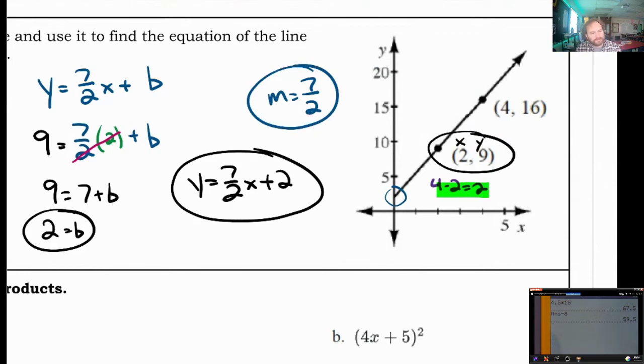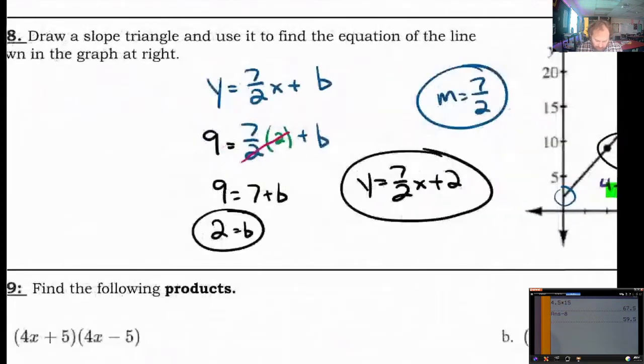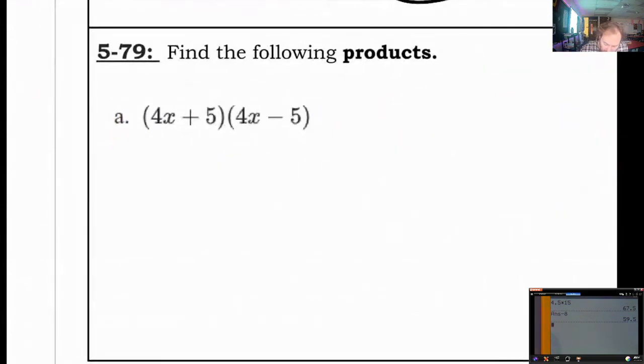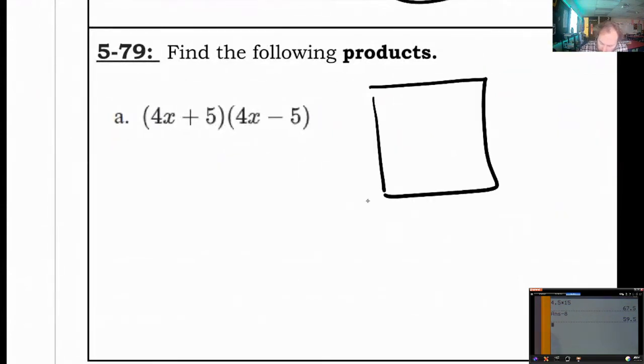Pretty straightforward. Let's look at the next question, 579. We're going to find the following products. Product is a word that means we're going to multiply things together to get an answer, so let's do that. You can do this if you remember this. This is the generic rectangle game we were playing a while ago.